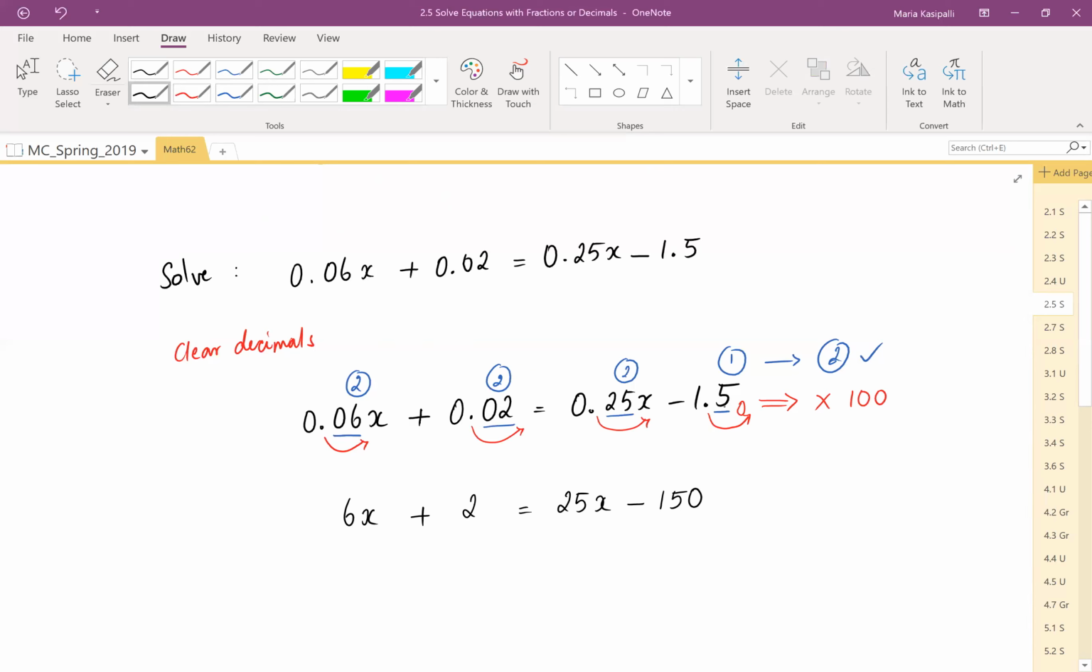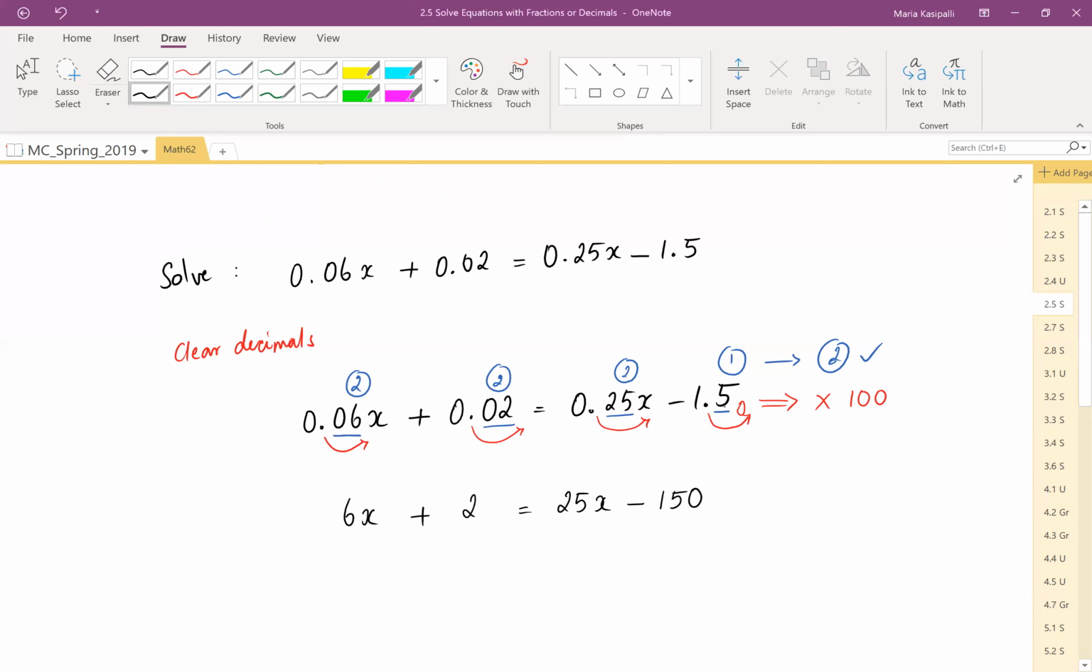Now we need to collect all our x's on one side. I could collect all the x's on the left. If I want to keep it that way, that's totally fine. We could also collect it on the right, because then I'll get a positive x. But I just like to stick to what I mentioned before, which is collecting them on the left. So it's totally fine to have a negative result for the x, because we're going to take care of it when we isolate x. All right, 6 minus 25 will be negative 19x plus 2 equals negative 150.